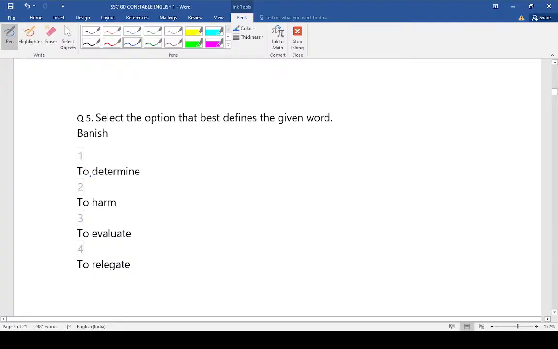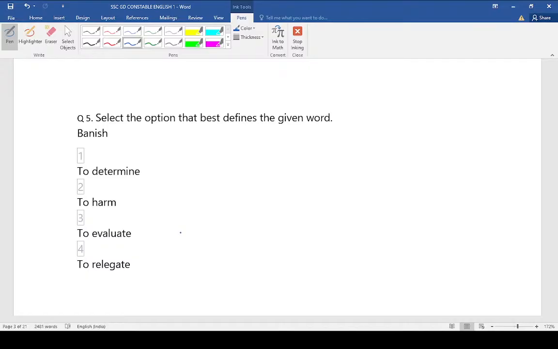Select the option that best defines the given word. Banish. Banish is nothing but, as we used to hear, stopping him from staying and making them pass out beyond the boundaries. So here, first of all, we will consider the words accurately. Banish is nothing but something unwanted that is supposed to be moved away. And here, first word is given as to determine.